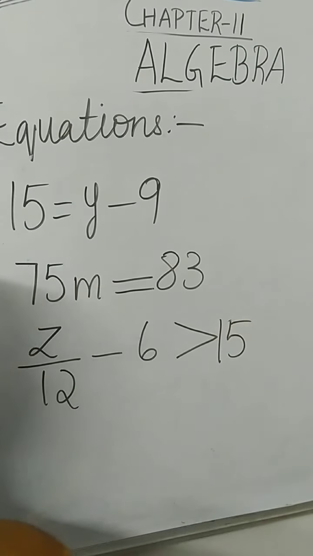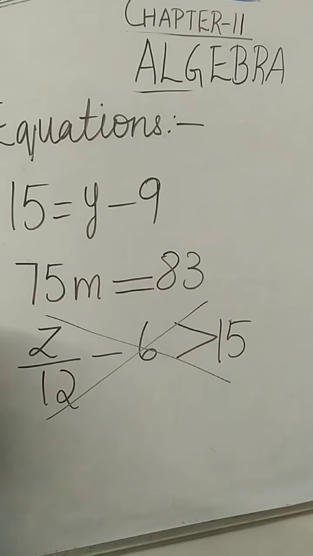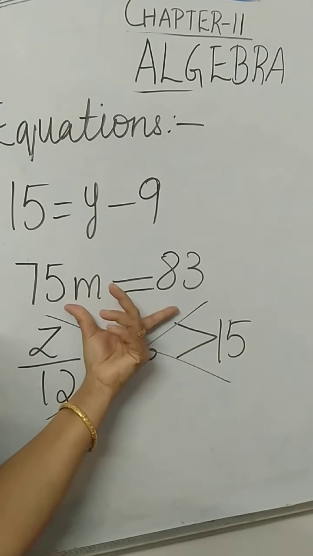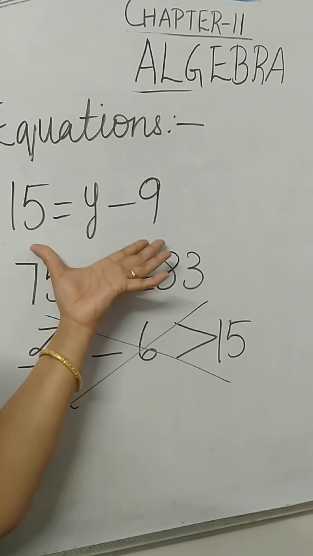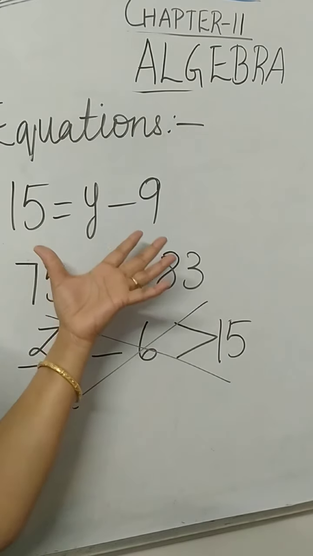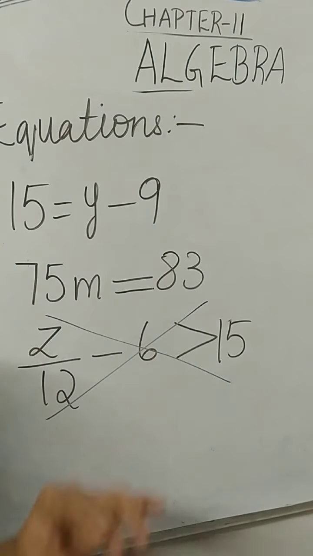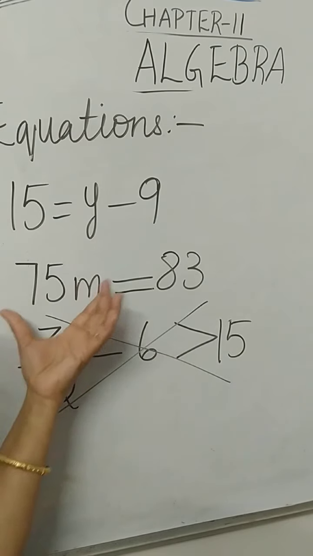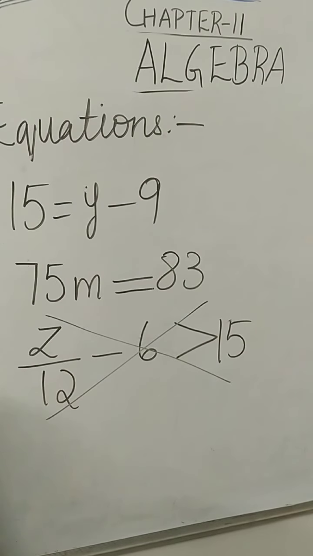Is this an equation? No, it is not an equation. An equation has an equal sign in between two expressions. Okay? If you have an equal sign in between, it is easy to equate and get the answer. That means we can solve for the variable and get the value of it. That is why the equal sign is given. Whenever you find two expressions with an equal sign in between, that is called an equation. This is what you are going to learn in this chapter.